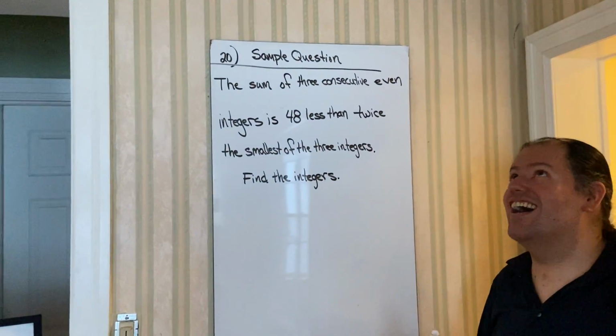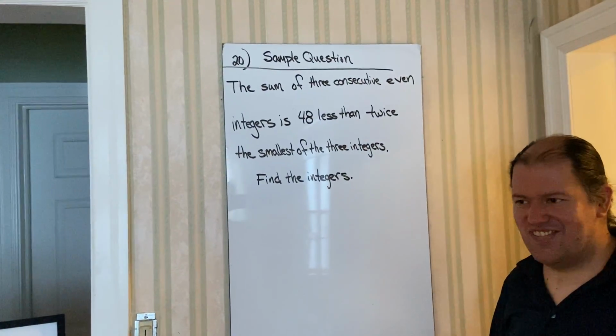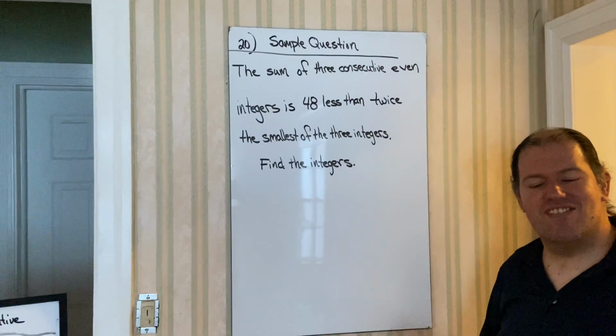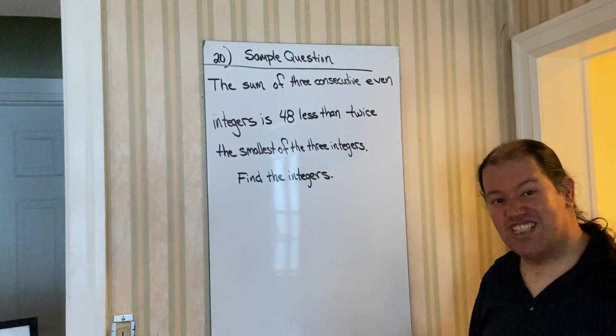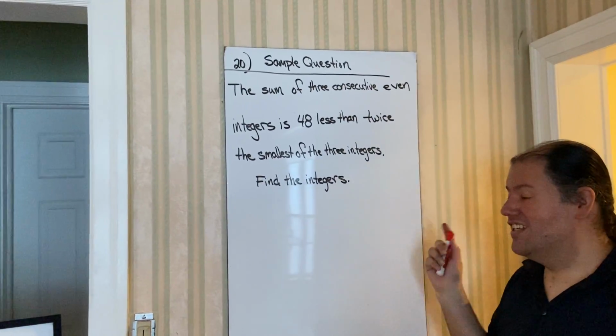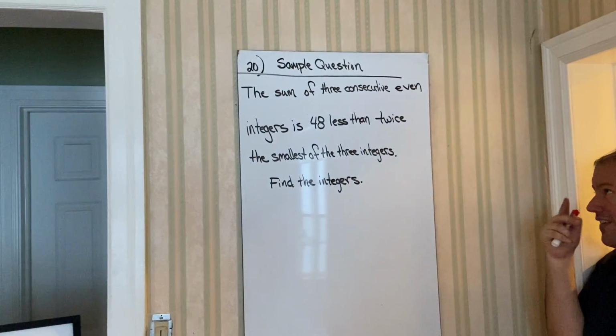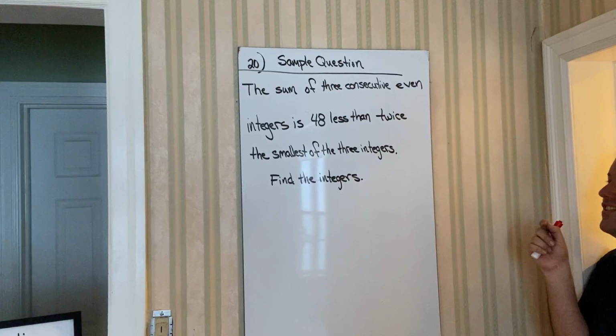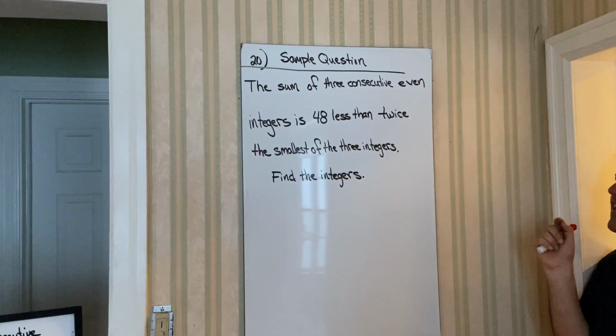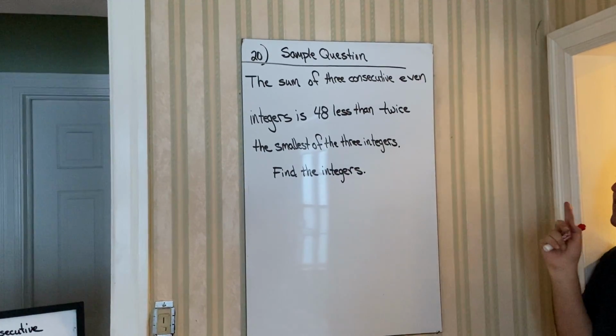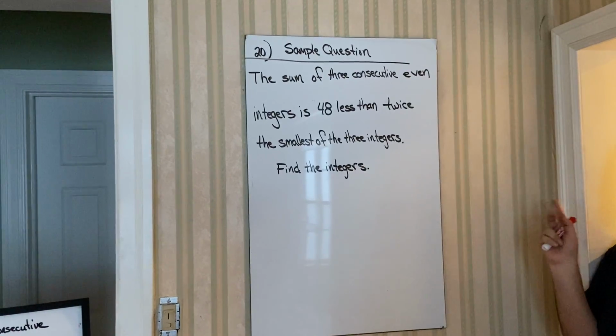So here's our final sample question for our first unit. It's another word problem. I told you there's going to be 3 of them on the test. You should get 2 consecutives, 1 regular one. Let's just take a moment to read the problem going from left to right. It says the sum of 3 consecutive even integers is 48 less than twice the smallest of the 3 integers.